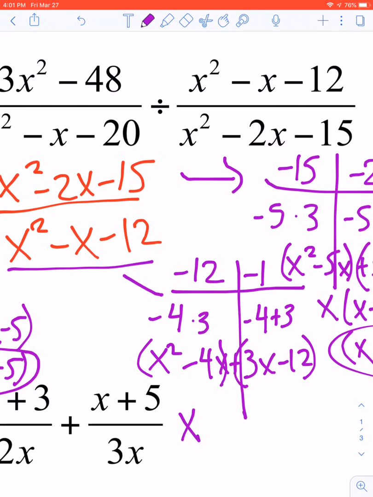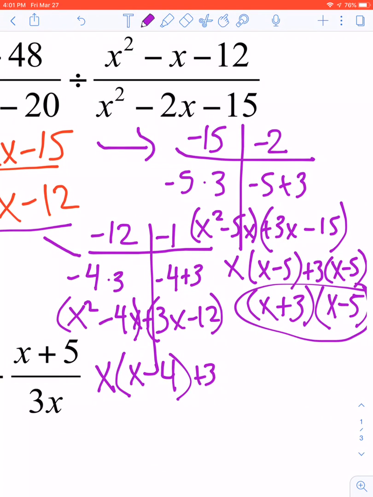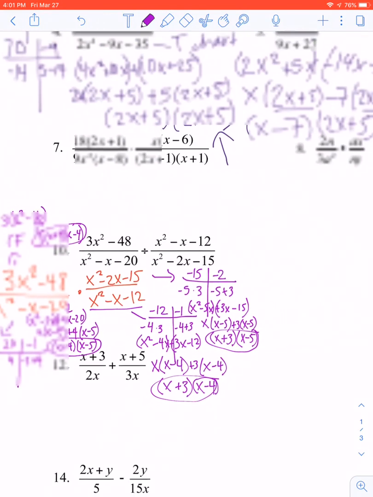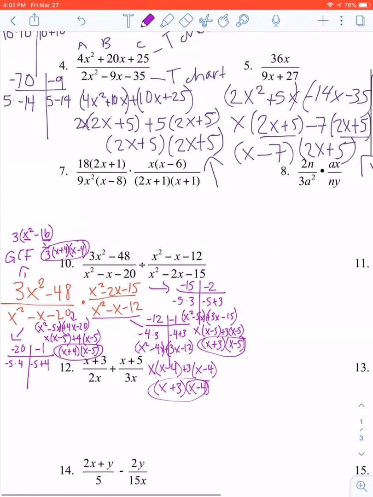It's going to be x, take out an x, and you're going to get x minus 4. And then you're going to take out a 3. This is something we've done already 3 times in this problem, so you should be pretty good at it. And this becomes x plus 3 and minus 4. All right, so all that work was that we factored each part of this big fat fraction.